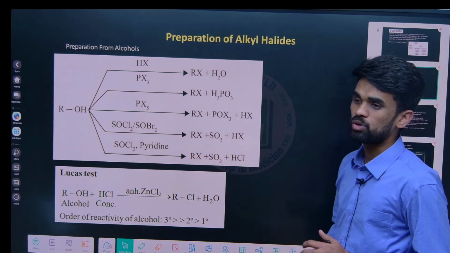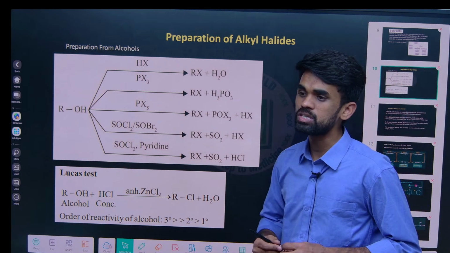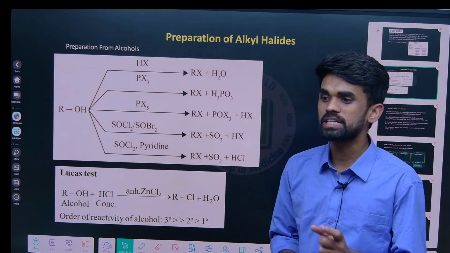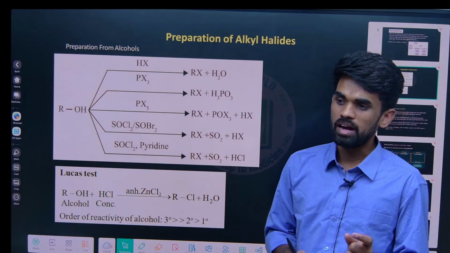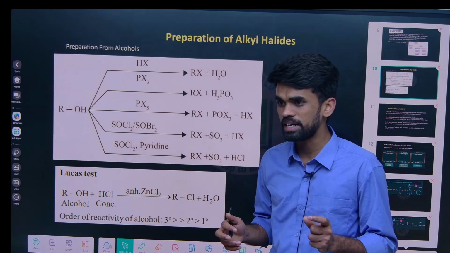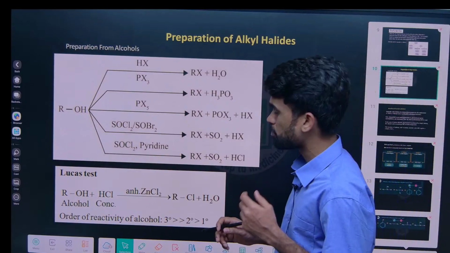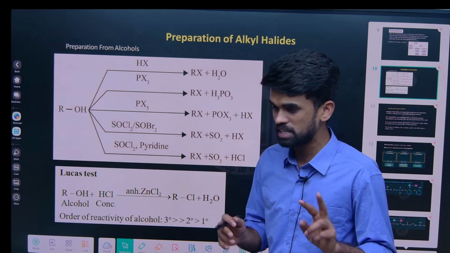So what is the use of Lucas test? We can distinguish primary, secondary, tertiary alcohols. Now what is the Lucas reagent here? Anhydrous ZnCl2 and concentrated HCl. That's it. And I also told you there are mechanisms like SN1 and SN2. We will discuss that.